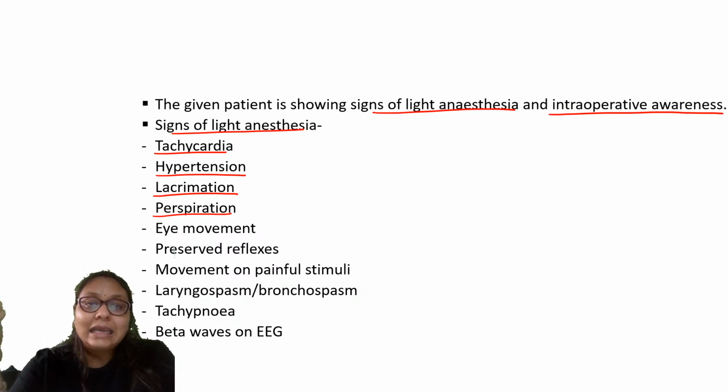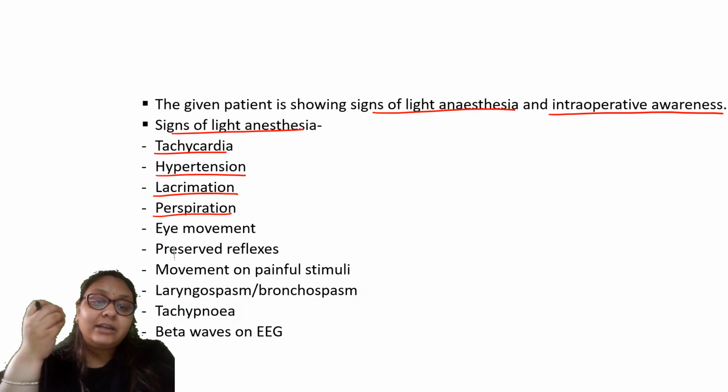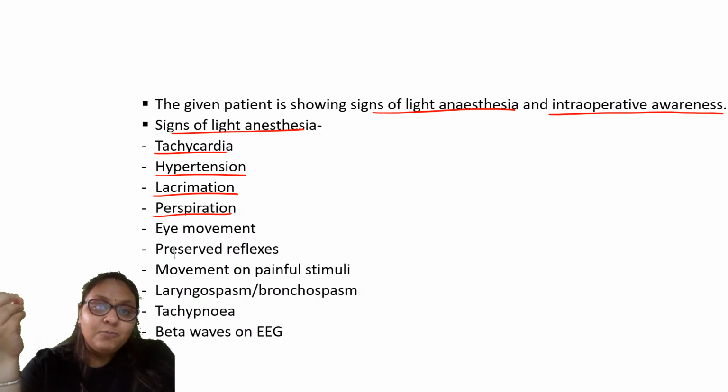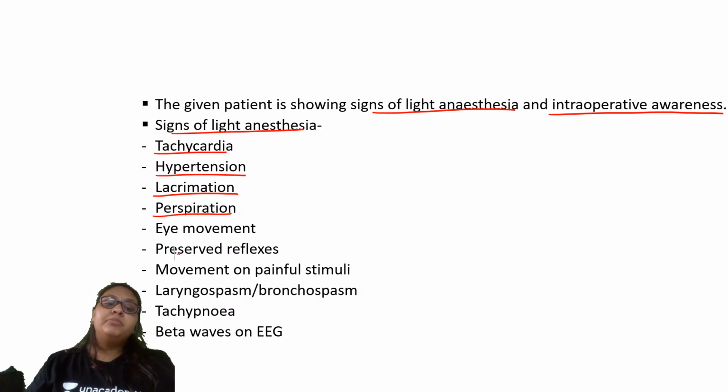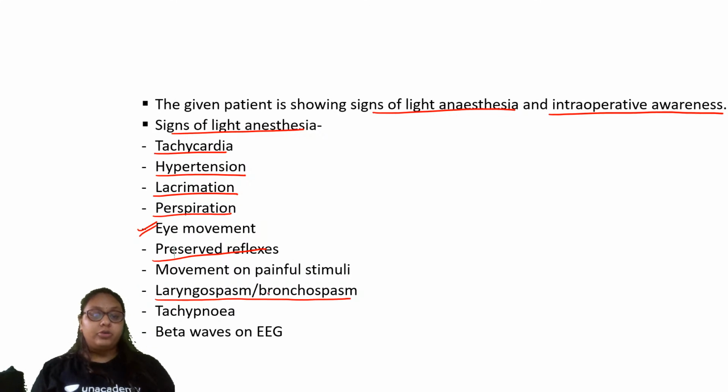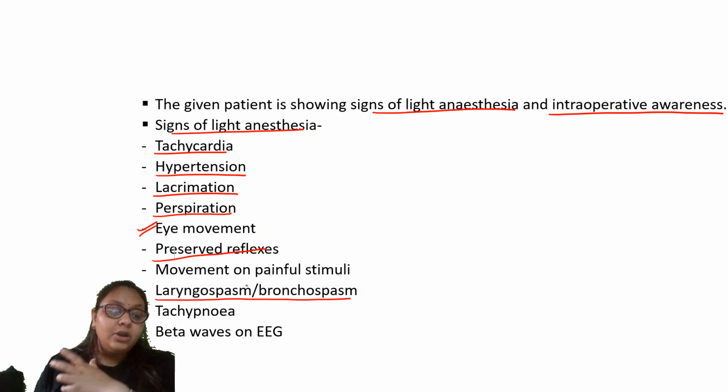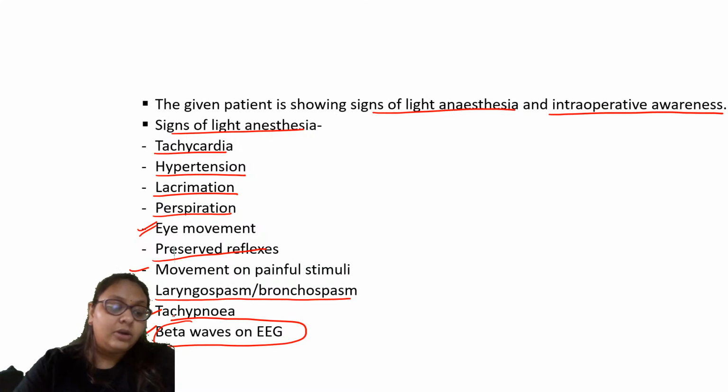The patient will be tachycardic, he will experience some pain, okay, hypertensive, because of that lacrimation, the sympathetic activity will be more. There will be eye movements, there will be preserved reflexes, and because of the preserved reflexes, there are more chances of laryngospasm or bronchospasm. Okay, and movement on the painful stimuli will also be seen, tachypnea, and also beta waves on EEG. So these are the signs of light anesthesia.